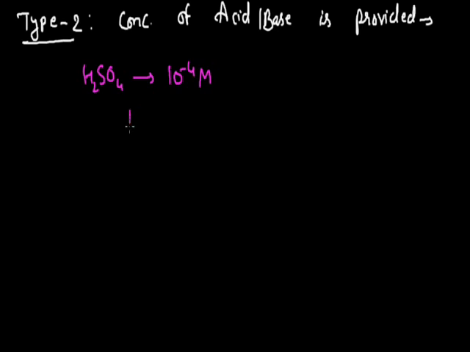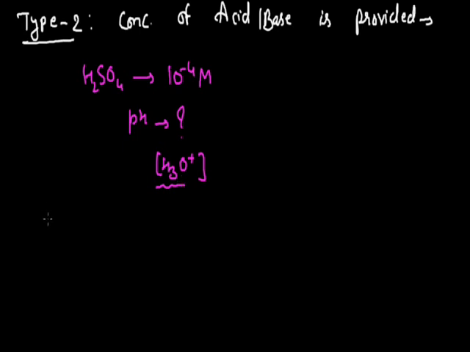In this condition, if I am asked to calculate the pH of this solution, as we know, for the calculation of pH the first thing I require is the concentration of hydronium ion. And here the concentration of hydronium ion is not given. We are given the concentration of sulfuric acid. So with the help of sulfuric acid, first we are to calculate the concentration of hydronium ion, and with the help of this concentration of hydronium ion, we will calculate the pH of the solution.